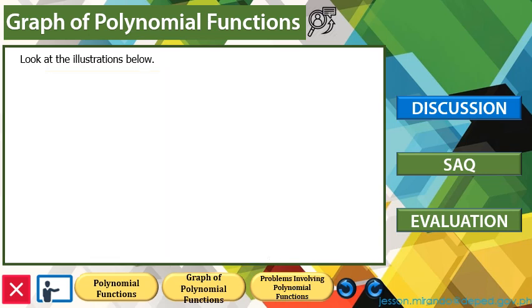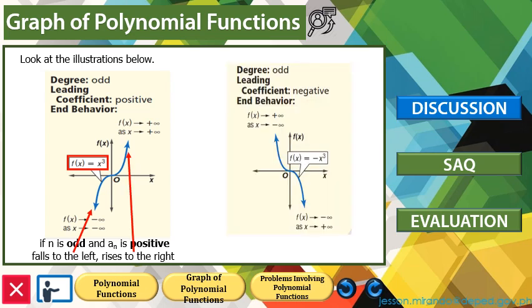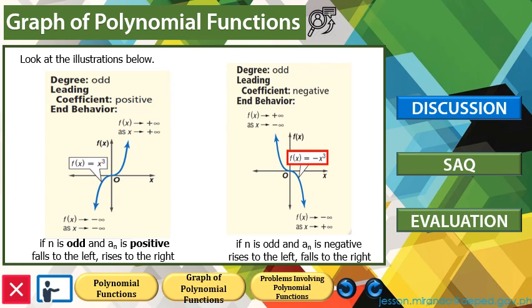On the next figure, if the degree of the polynomial function is odd, example 3, 5, 7, and the leading coefficient is positive, the end behavior of the graph falls to the left and rises to the right. On the last figure, if the degree of the polynomial function is odd, example 3, 5, 7, and the leading coefficient is negative, the end behavior of the graph rises to the left and falls to the right.